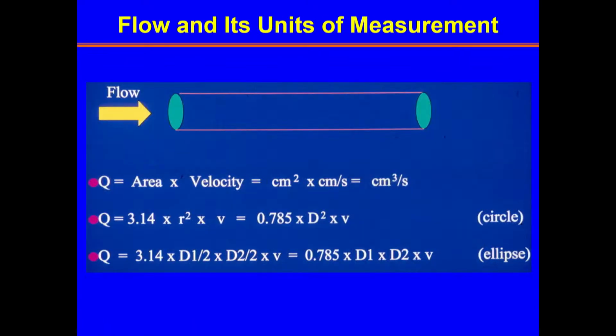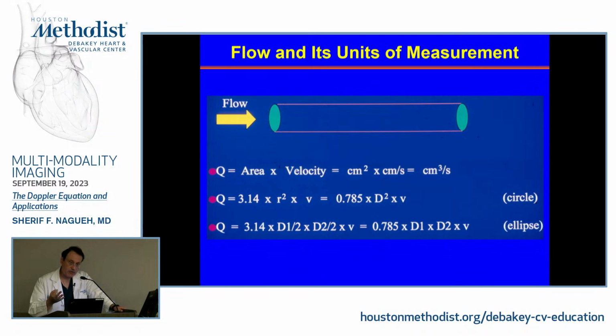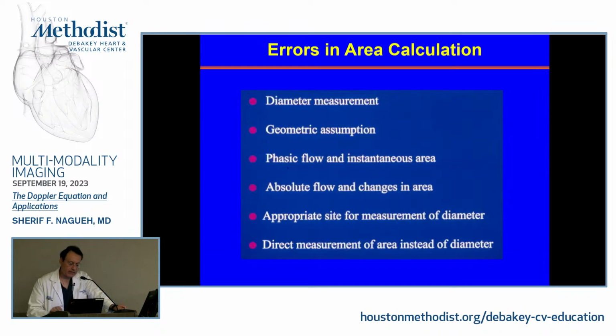We already covered the flow. The simple take-home message is I want to get the cross-sectional area. I'll assume if it is a circle or an ellipse, and then I'll multiply that by the velocity. So I need to measure the diameter at the very least and to measure the velocity. We do a lot of calculations and derive the area. For example, the area of the left ventricular outflow tract.